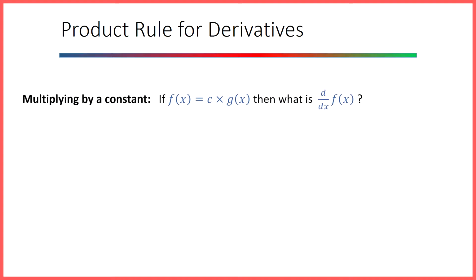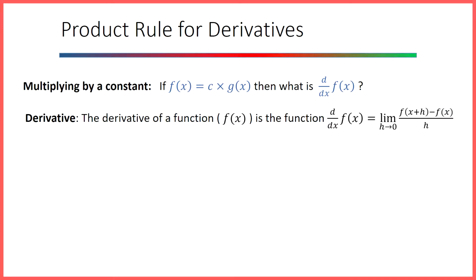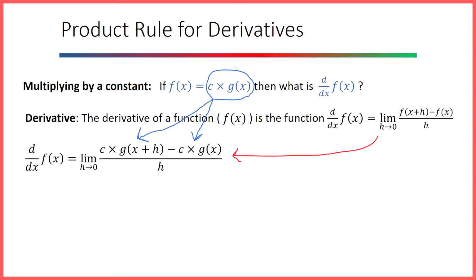If we want to answer this question, it's useful to go back to that limit definition of the derivative. The derivative of f of x is equal to the limit as h approaches 0 of f of x plus h minus f of x, all divided by h. Alright, let's write out this definition of the derivative while plugging in c times g of x for f of x. This gives us the limit as h approaches 0 of c times g of x plus h minus c times g of x, all divided by h.